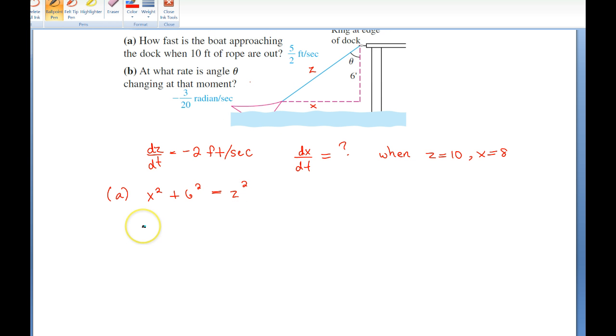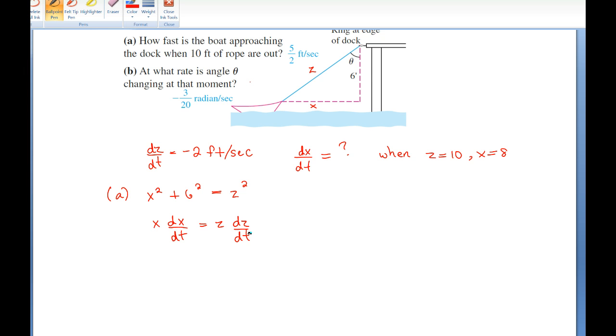Can I skip some steps or not? No skipping steps, because it'll be 2x dx dt plus 0 equals 2z dz dt. And then the 2's will cancel. No, you still want me to write it? Because I was just going to write dx dt equals z dz dt. It's a long one.